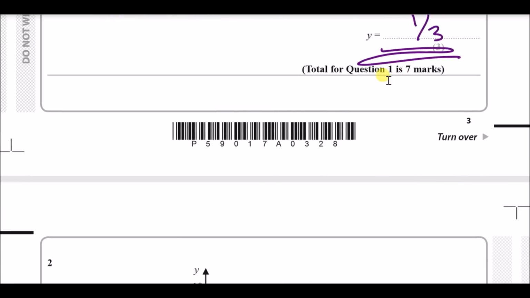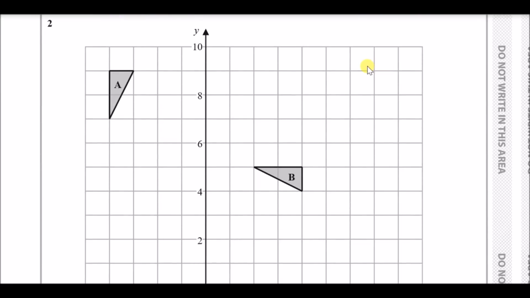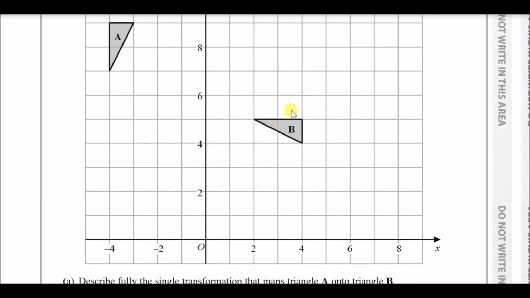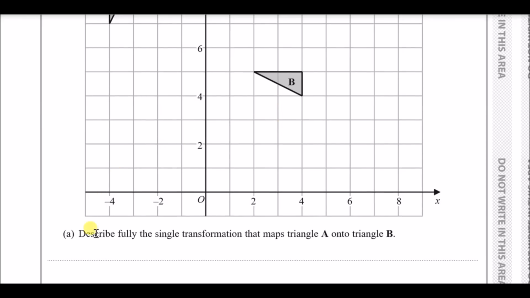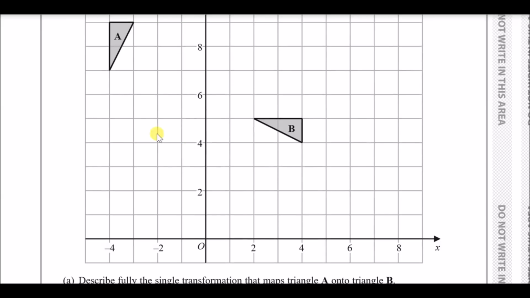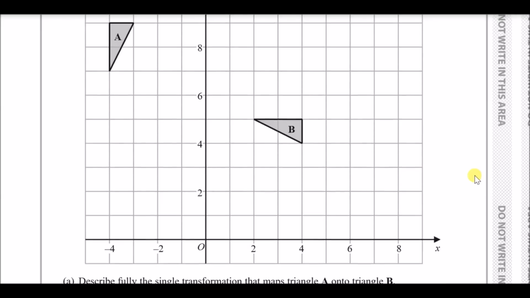So let's look at 2 now. Oof, these kinds of ones. So you're given 2 triangles, A and B, okay? And they'll probably ask us to do some sort of transformation. Okay, so A, describe fully the single transformation that maps A onto B.